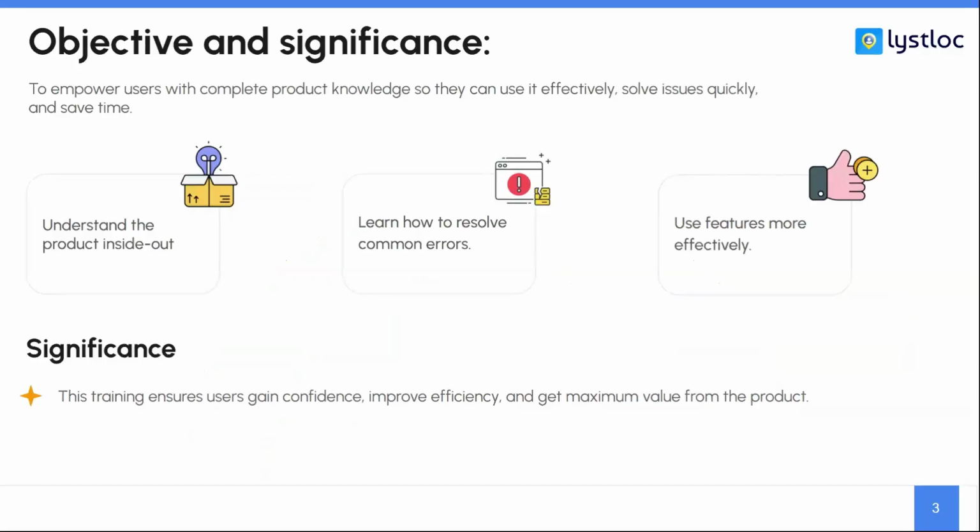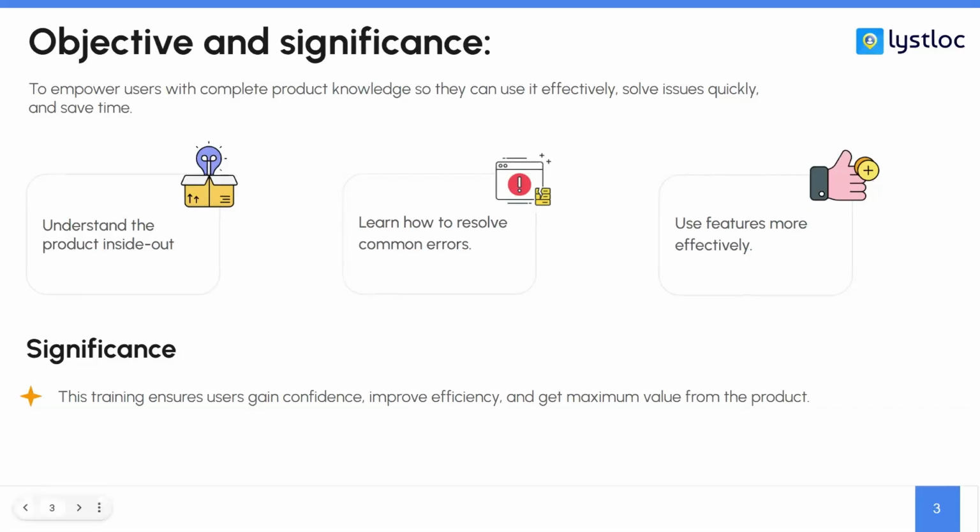Moving on to next, let's look at the objective and the significance of this session. The purpose of today's session is to empower you to use the app effectively. We'll look at some common challenges users face, how to solve them quickly, and how to use the features to your advantage. The goal is confidence. Once you understand the product inside out, you'll resolve issues faster and save time. Now let's see how Lystloc adds value beyond just tracking.